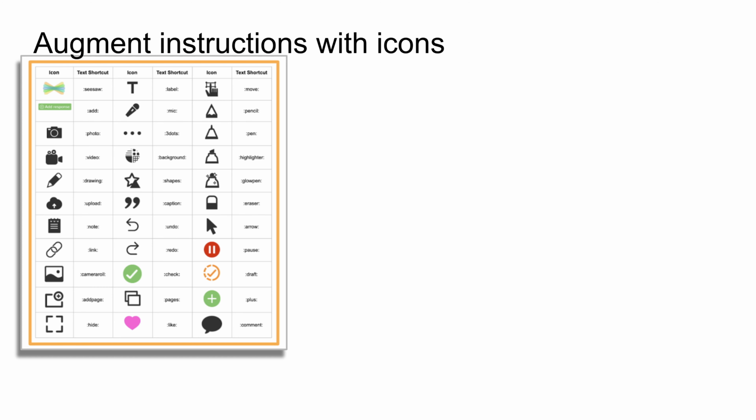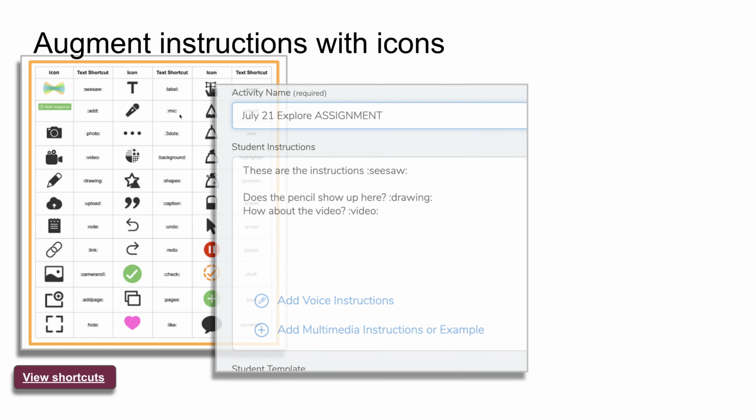And here's the icons that I was telling you about. So you're going to use a colon, and then you're going to write the text shortcut, and then you're going to follow it with a colon. And when you do that, your directions might end up looking like this.